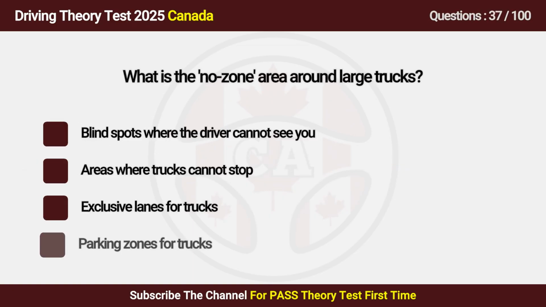Question 37. What is the area around large trucks? A. Blind spots where the driver cannot see you. B. Areas where trucks cannot stop. C. Exclusive lanes for trucks. D. Parking zones for trucks.